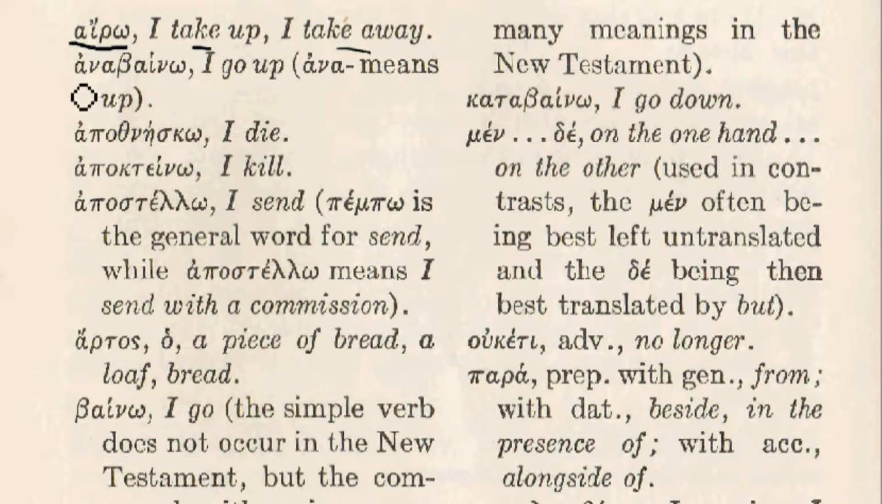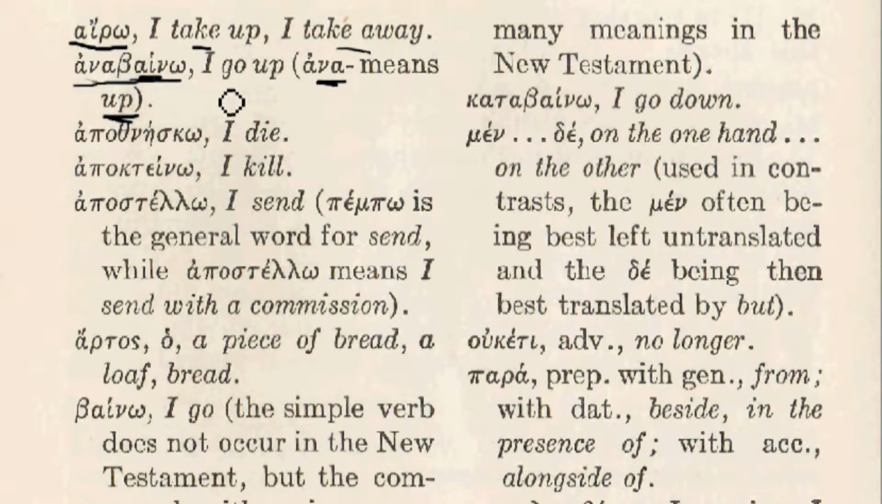The next word is anabino. This word bino is actually a word that means go, but doesn't occur in the New Testament as such, but it does occur in combinations with other words. The preposition ana means up and related ideas, so you'll notice this is in fact a compound verb. Ana, bino, and taken together it means I go up.